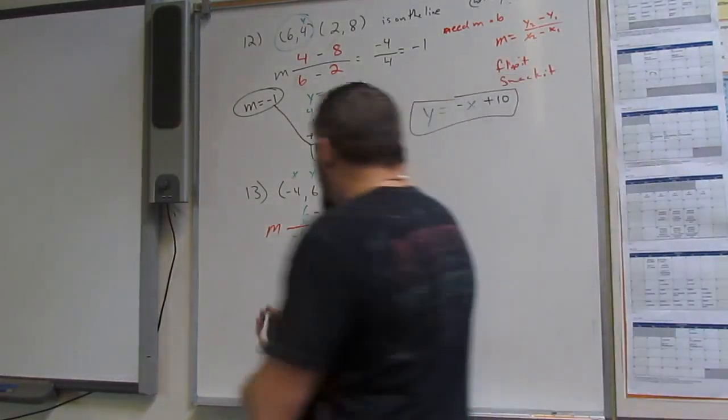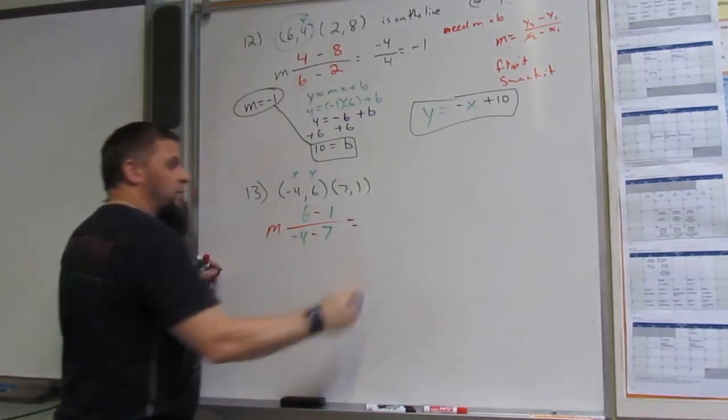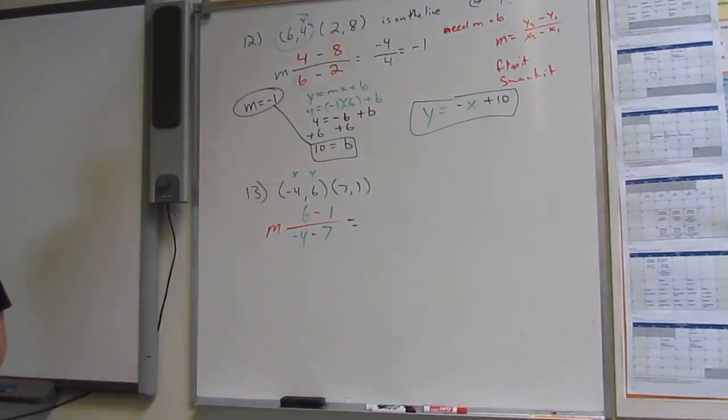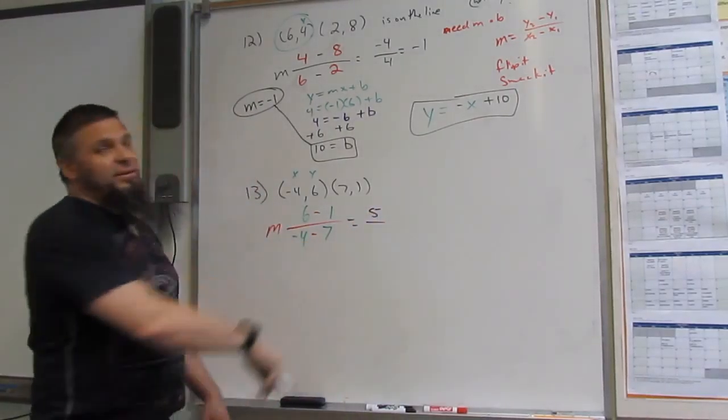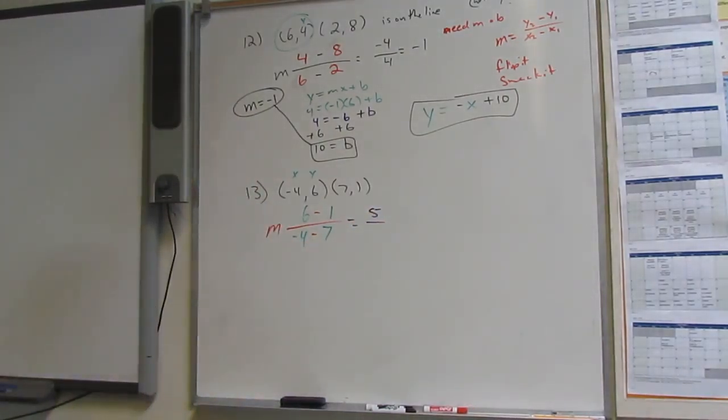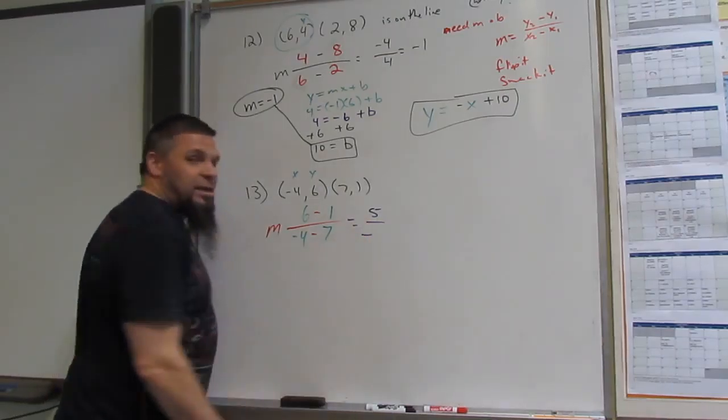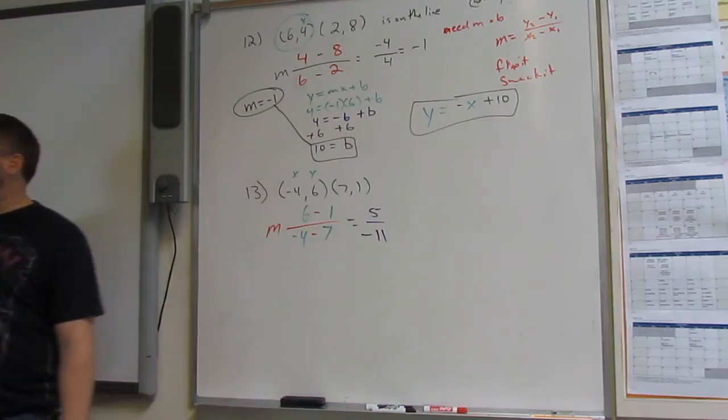So we got 6 minus 1. What is 6 minus 1? 5. Yep. What is negative 4 minus 7? That's a hard one. Let me put it in terms you might understand. You owe me $4. Now you owe me 7 more. How much do you owe me? 11. You're negative 11. You owe me 11.